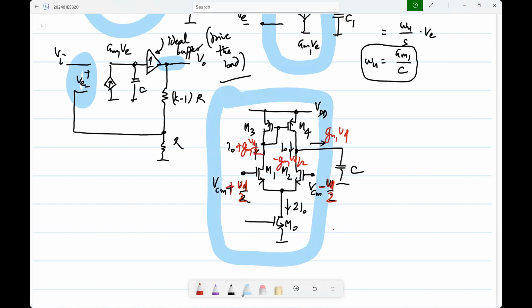The incremental model, what is it? I have, let's say, the input is Vd, as I have shown here. You will have a controlled current source gm1 Vd, and then what else? You will have an output resistance or output conductance, and what is the output conductance value? So it is gds1 plus gds3.